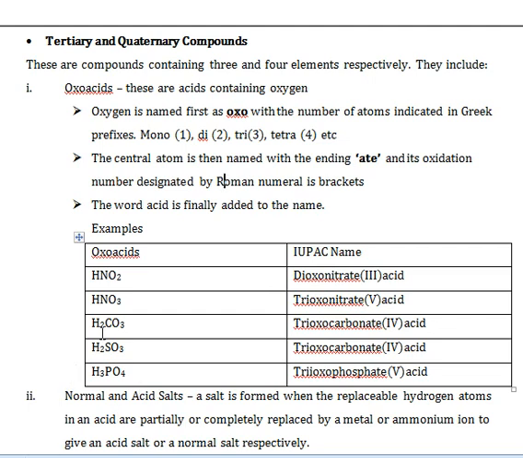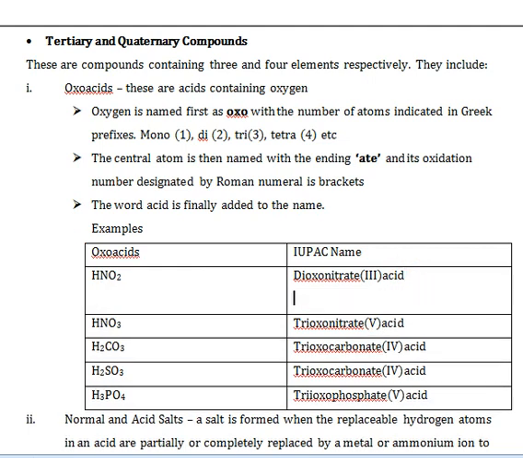We said oxygen is named as oxo, but in this case, you have two oxygen atoms, which is di. The Greek for two is di. So we say that is dioxo. The central element here is nitrogen. If we modify nitrogen to end with ATE, it gives us nitrate. So that is dioxonitrate. Now, in determining the oxidation state, your hydrogen is +1.